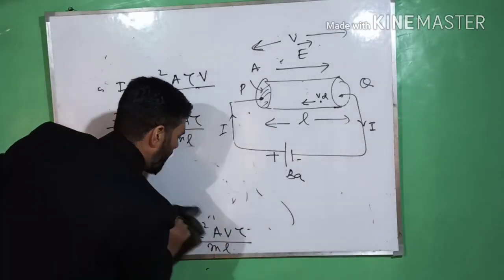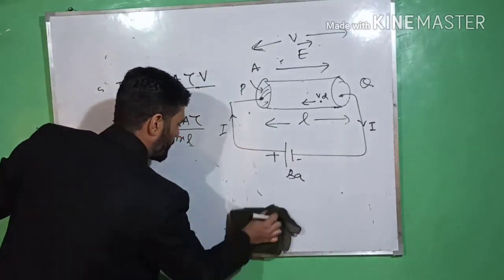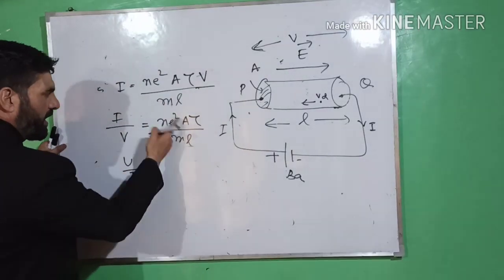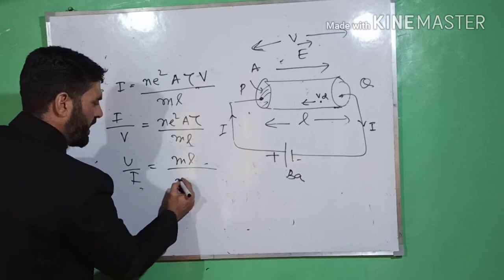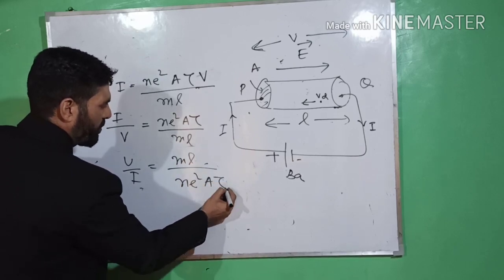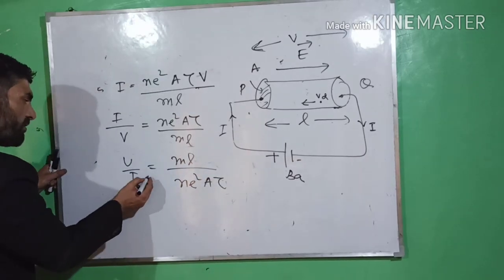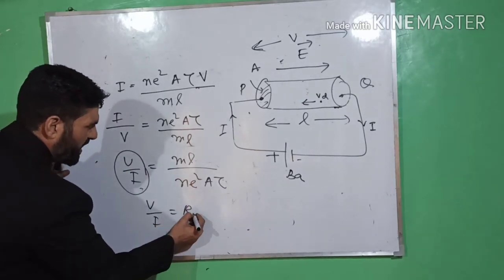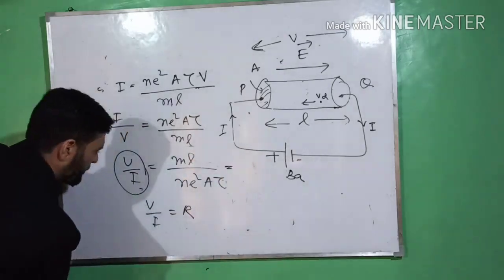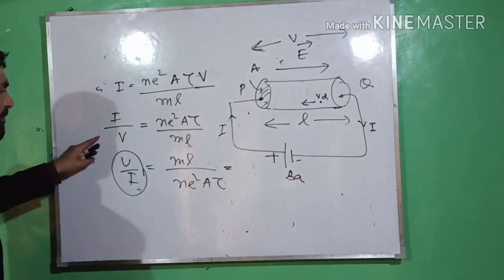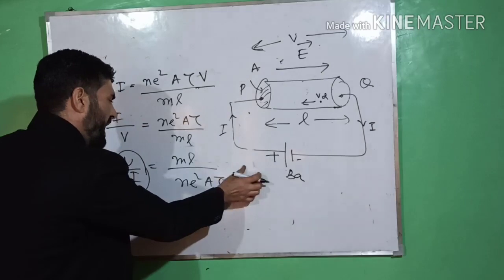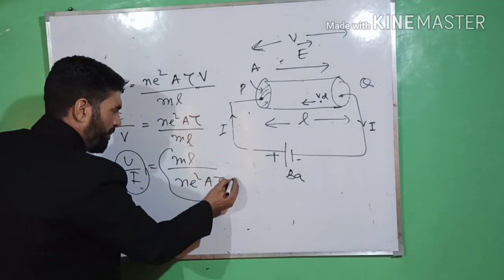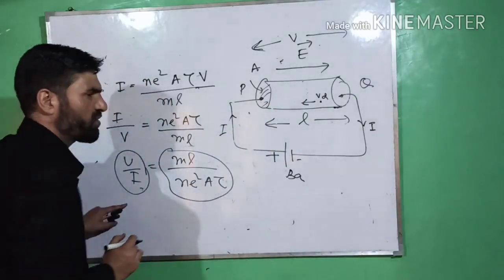Now the reciprocal of this: taking the reciprocal, V by I comes out to be m L by n e squared A tau. Hope you have got this. But what is this V by I? V by I is equal to R. So V by I is equal to m L divided by n e squared A tau, but this thing in our case remains constant.